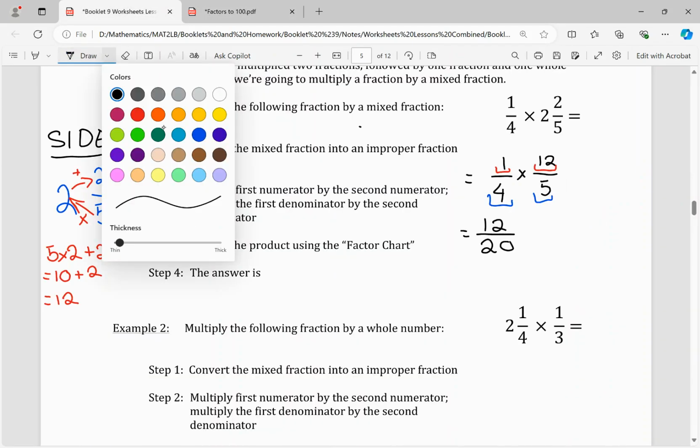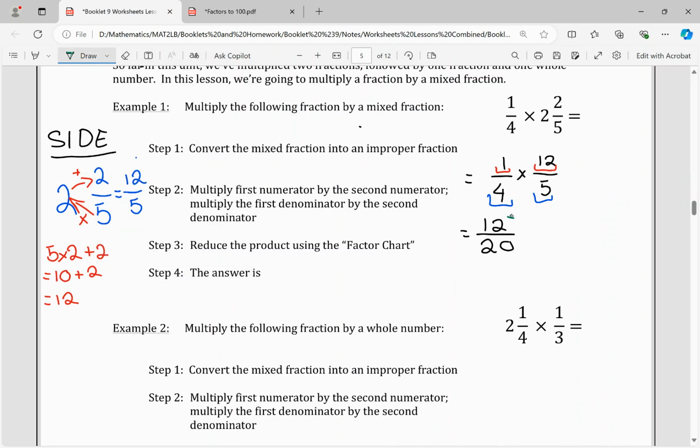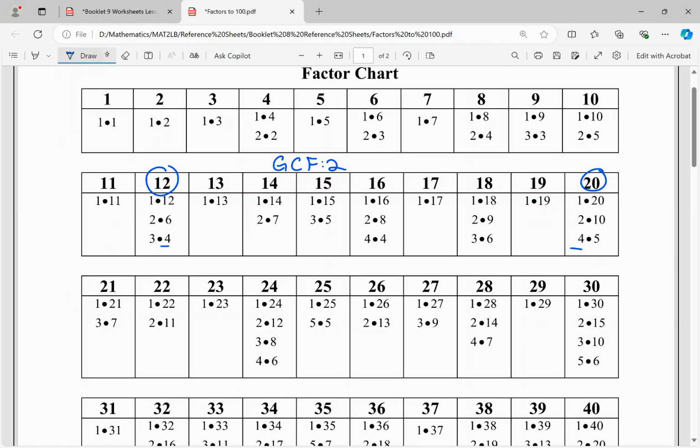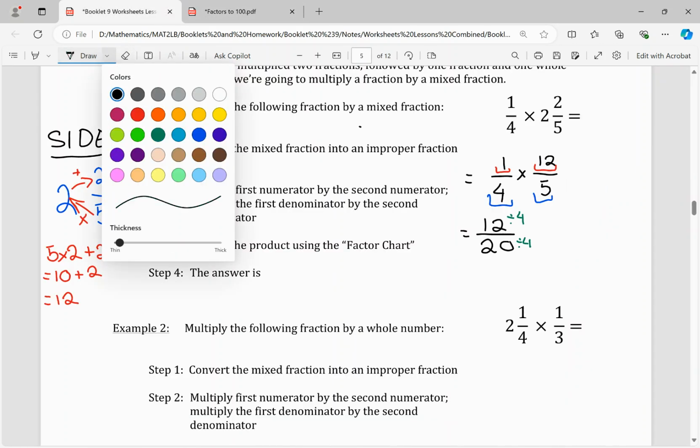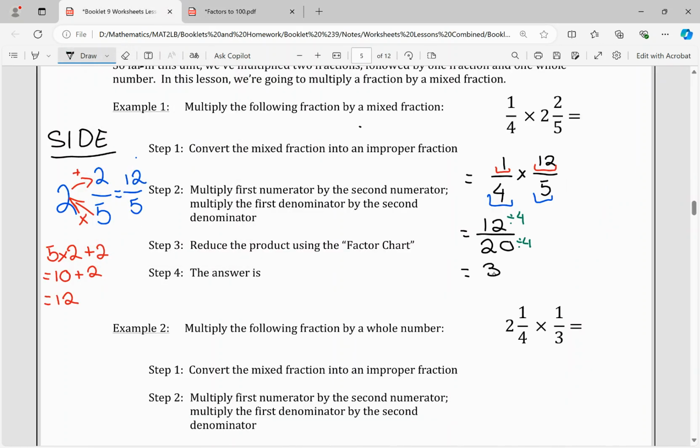So what does that mean? That means that we can divide both the numerator and the denominator by 4. Remember that you can use either your calculator or the factor chart to help you out here. 12 divided by 4 is going to give us 3, and 20 divided by 4 is going to give us 5. So the answer here is 3 over 5, fully simplified.